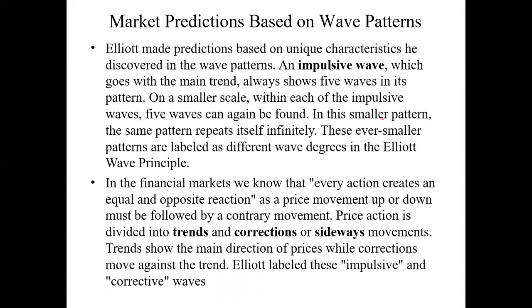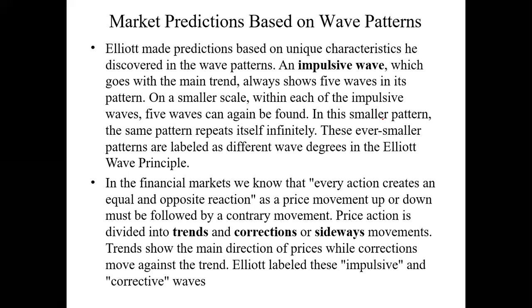On a smaller scale, within each of the impulsive waves, the 5 waves can again be found in the smaller pattern. The same pattern repeats itself infinitely. These ever smaller patterns are labeled as different wave degrees in the Elliott wave principle.